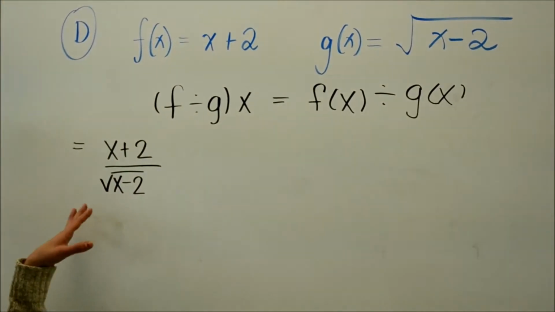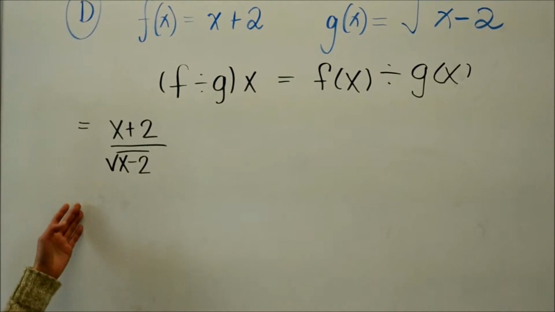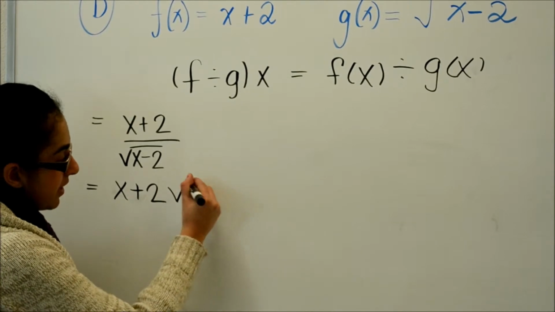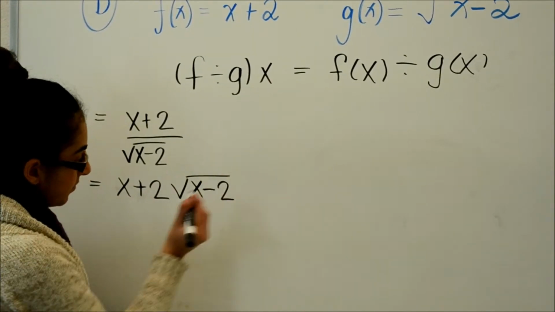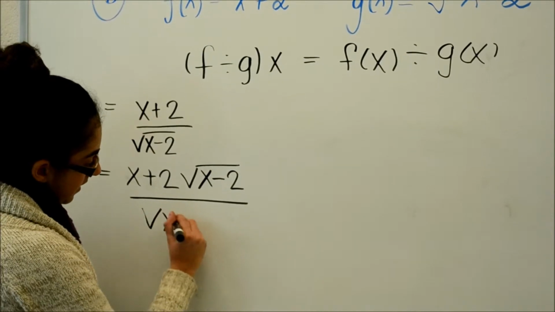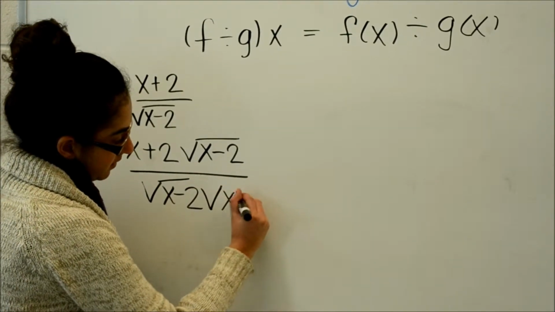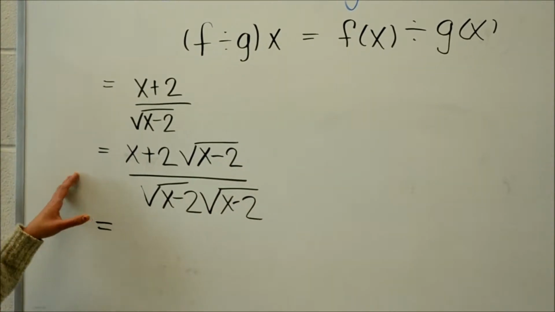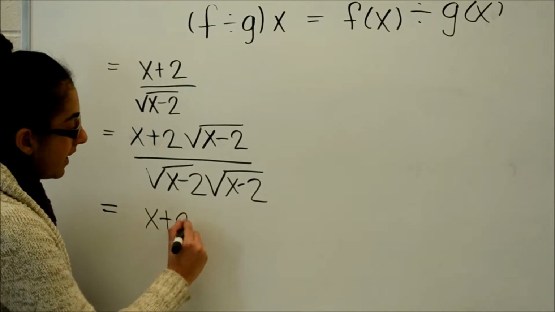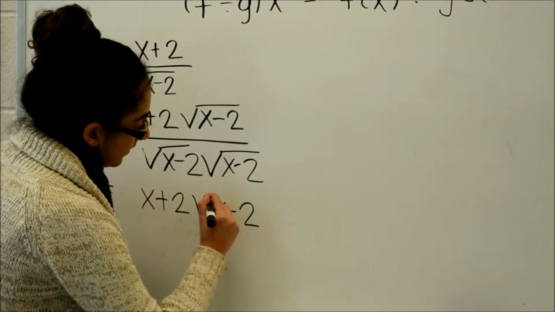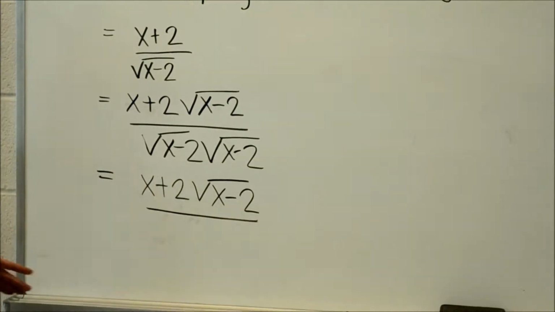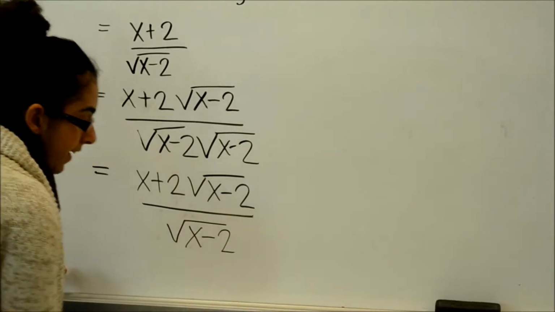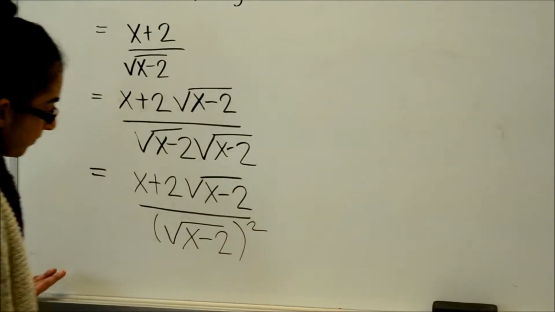We can't leave this answer like this because we must rationalize the denominator. So by doing that, we must multiply both the numerator and denominator by the square root of x minus 2 over x minus 2. So now let's try to simplify this furthermore. We know that the numerator cannot be simplified, so we're going to rewrite that. And the denominator, the square root of x minus 2, can be written as the square root of x minus 2 squared.